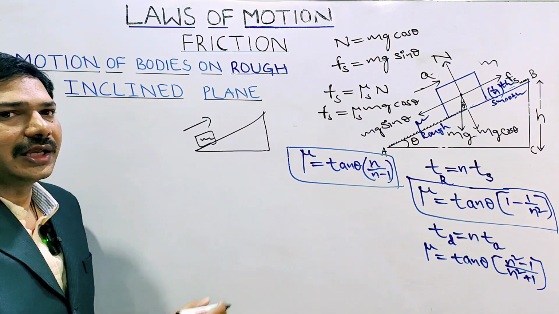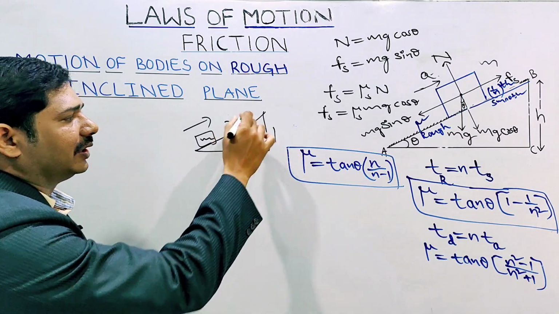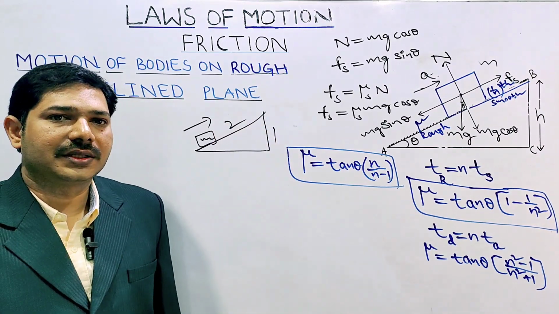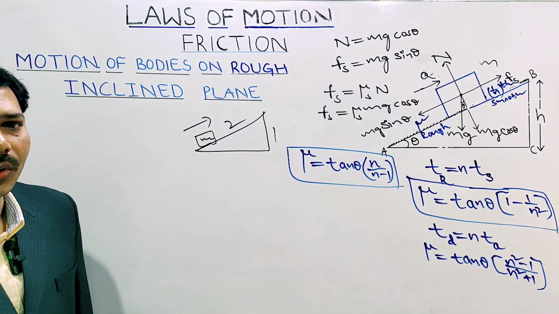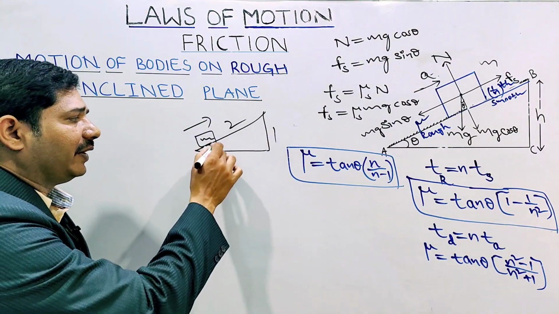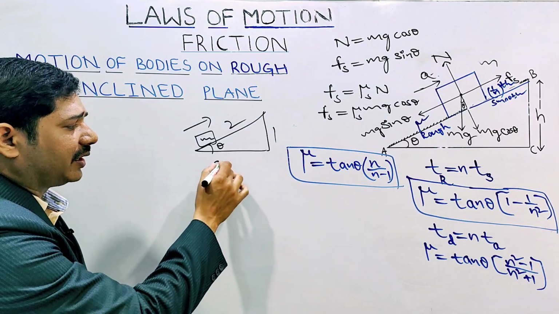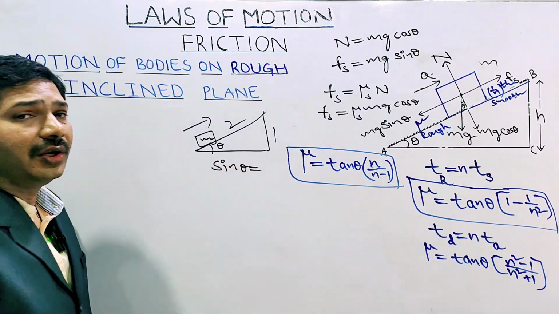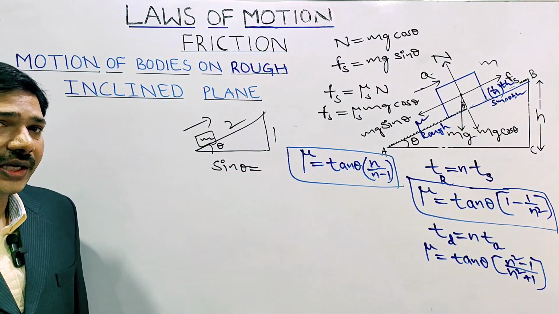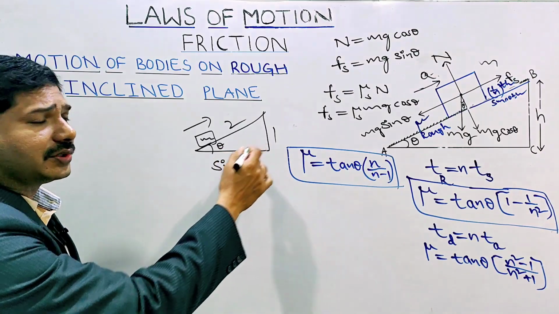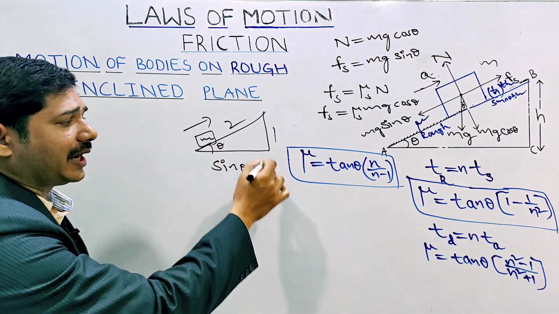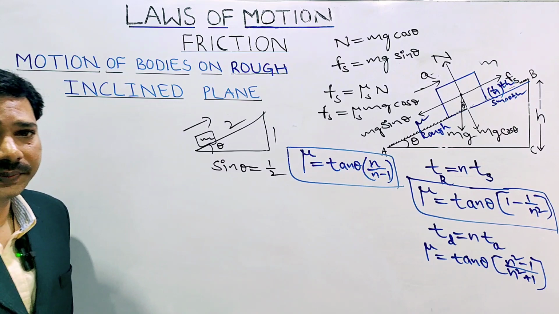So what they are saying: the height is 1, which means the length is how much? 2. The inclination angle is not given directly, it is given indirectly. So we require the sine and cosine functions. We'll make the sine and cosine functions. So sine of theta is what? Opposite by hypotenuse. So that is 1 by 2.